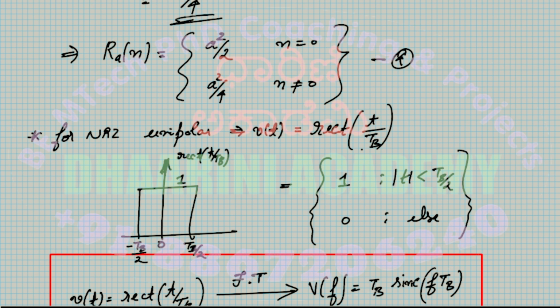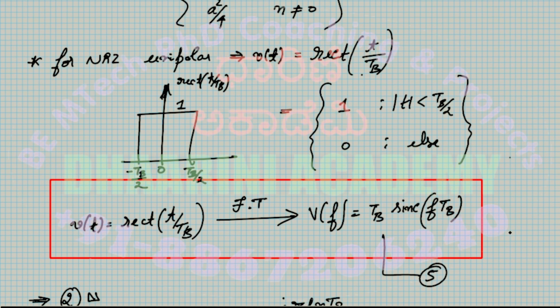Next, let us try to look at the unipolar form. You have one polarity for 1, and you have the other polarity like 0 for 0. But try to represent the equation format of your pulse. So from signals and systems, we are taking this concept.